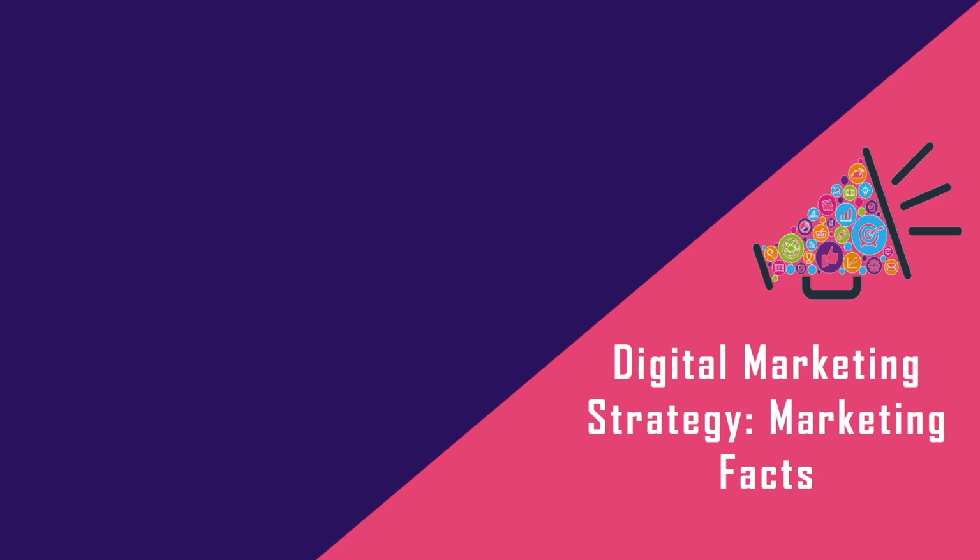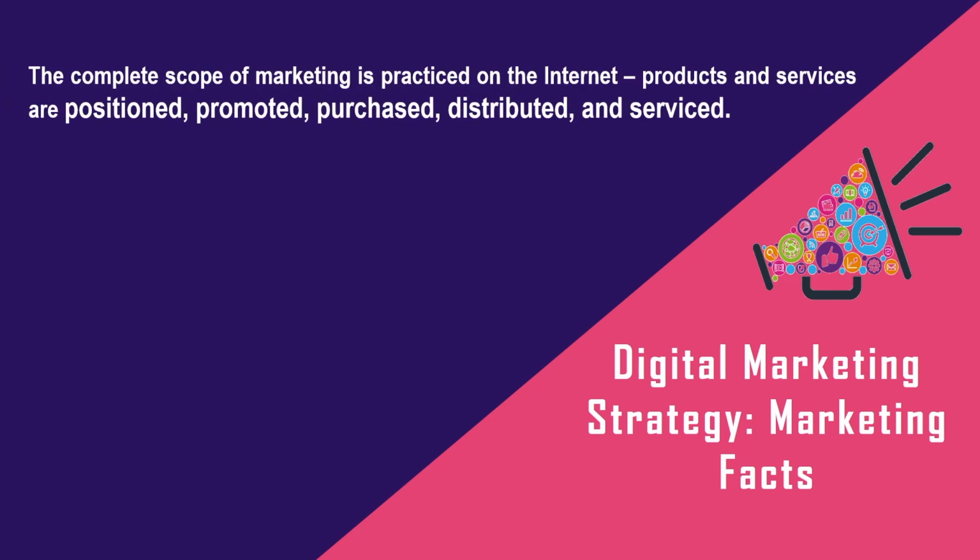It is not limited in scope as compared to traditional marketing. The complete scope of marketing is practiced on the internet. Products and services are positioned in the same way, they are promoted, they are purchased, they are distributed and they are serviced. In fact, nowadays if you buy, say, a refrigerator and there is some fault in it, you call your service center, they will say you put this complaint on the internet or through a call center number. So, effectively servicing has shifted to digital marketing techniques.